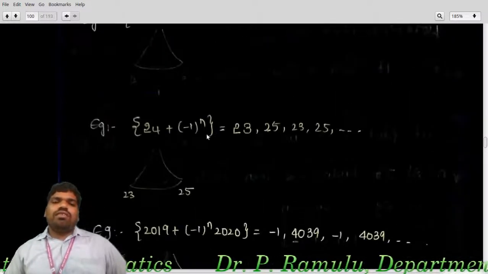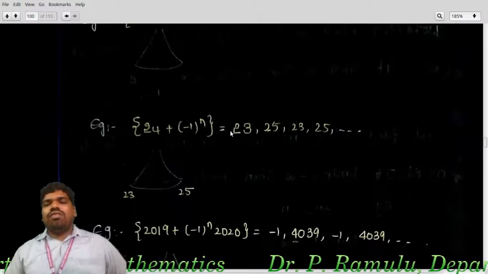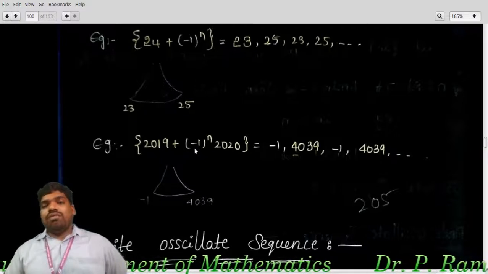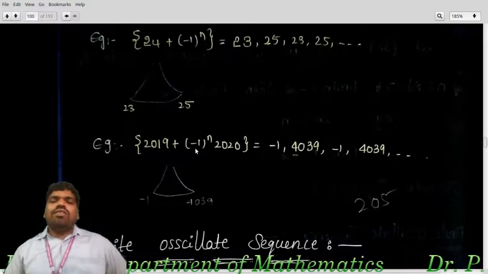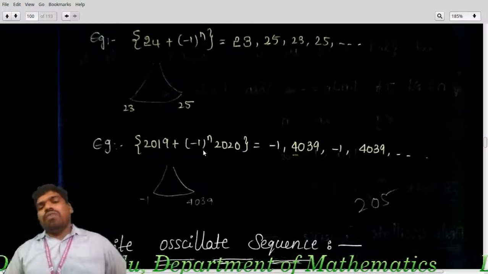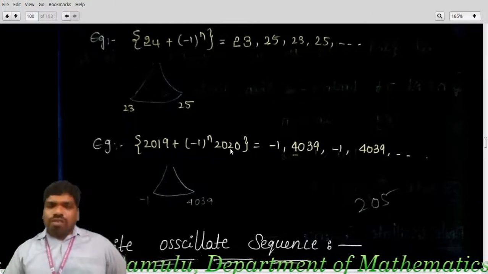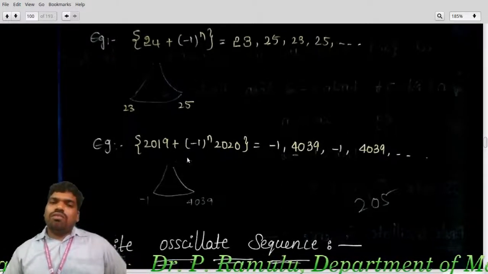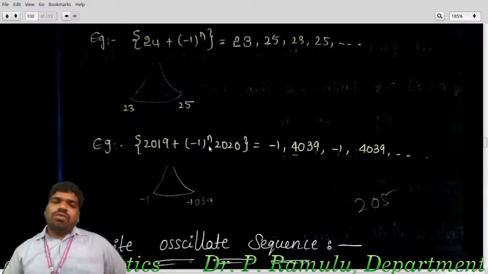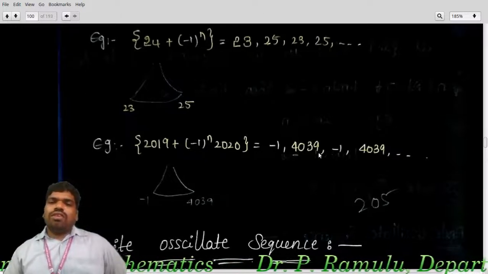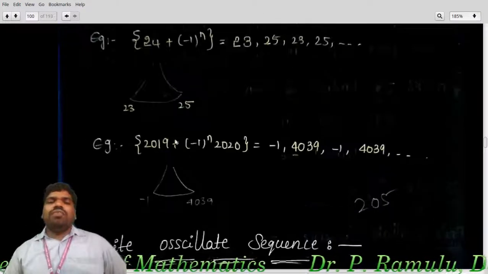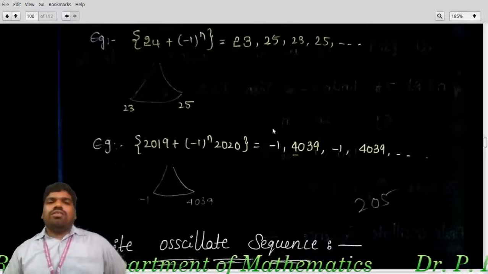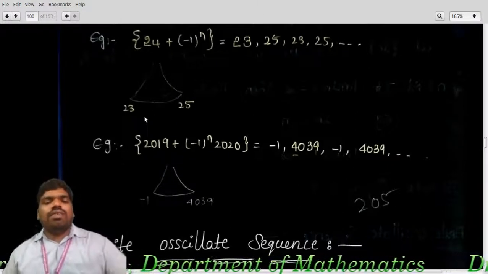So this is a finite oscillate sequence. 24 plus minus 1 to the power n equals 23, 25, 23, 25, moving like this. Now I am taking another example, 2019 plus minus 1 to the power n. If you put minus 1 to the power 2020, that gives 2020 minus 1. If you put 2019 plus 2020, that is 4019, minus 1, 4019, minus 1, like this. So the terms of the sequence look like this, and this is a finite oscillate sequence.